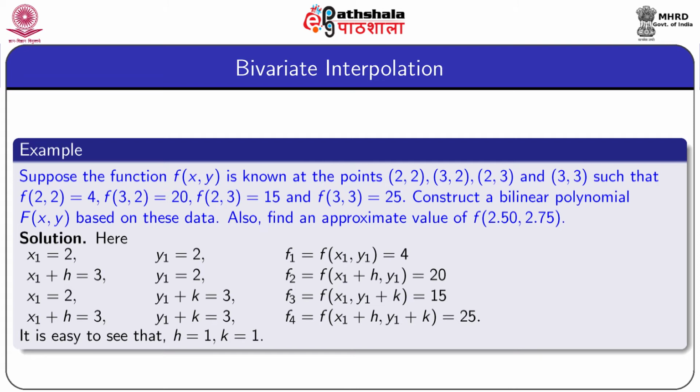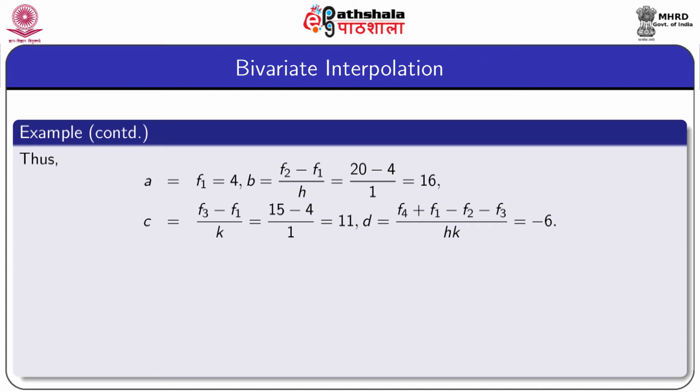So, for this problem x1 equal to 2, y1 equal to 2, x1 plus h equal to 3, y1 equal to 2, x1 equal to 2 and y1 plus k equal to 3, x1 plus h equal to 3 and y1 plus k equal to 3. That means, it is easy to observe that h equal to 1 and k equal to 1. Also, small f1 equal to 4, small f2 equal to 20, small f3 equal to 15, small f4 equal to 25. These are the given values.